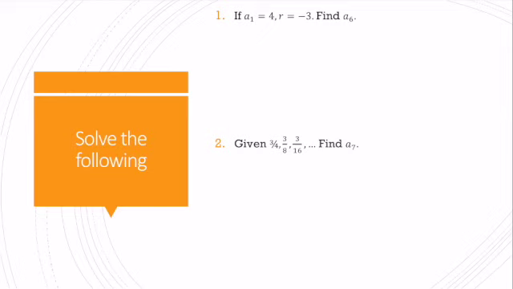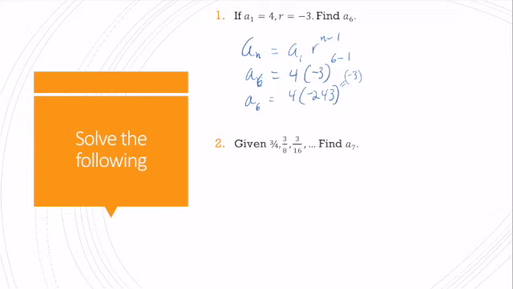So, if a sub 1 is 4 and r equals negative 3, I want to find a sub 6. So a sub n equals a sub 1 times r to the n minus 1. I have a sub 6 equals 4 times negative 3 to the 6 minus 1. So a sub 6 equals 4 times negative 243, which is negative 3 to the 5th. So I get that a sub 6 is negative 972.